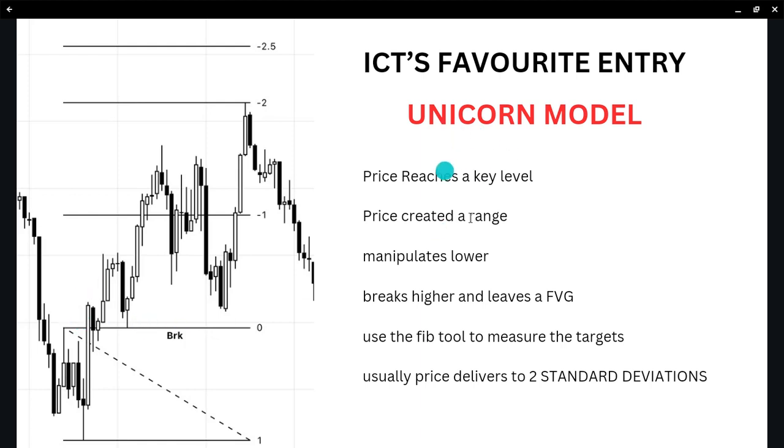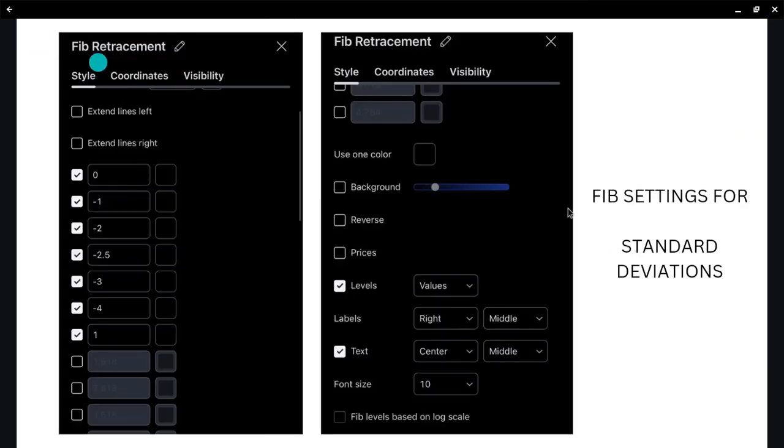So this is the standard deviation fib setting: 0, -1, -2, 2.5, -3, -4 and 1. And these are the color settings. I just use this, I don't clog the chart too much.